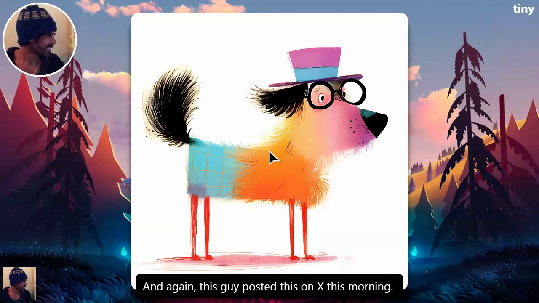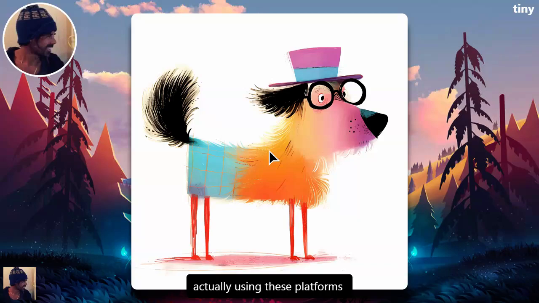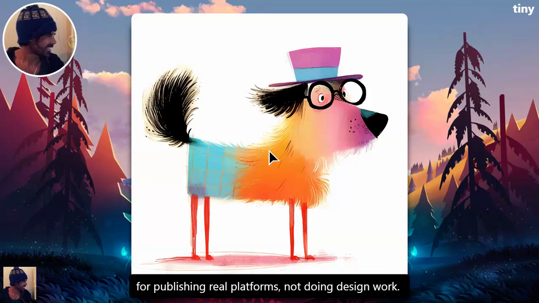This guy posted this on X this morning, and I actually left a comment on that post. Not that I'm an expert on any of these platforms, but I do have a lot of experience actually using these platforms for publishing real platforms, not doing design work. So here is why I think this is actually a false or fugazi sort of comparison.